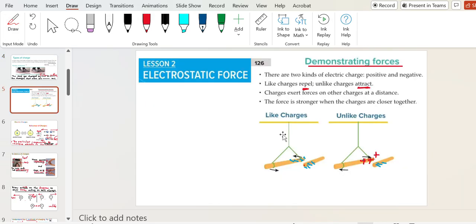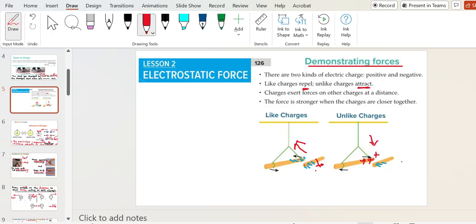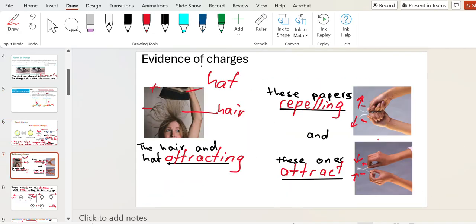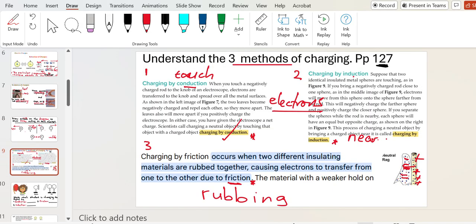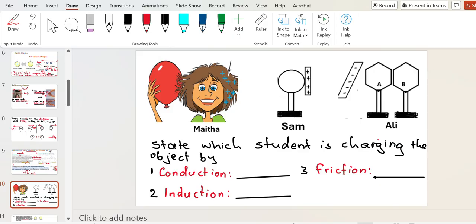So here, this object is showing what is happening between the charges, minus and minus. This object will move away and this one will be pushed back. These ones are unlike. The objects come together, they attract. So please, you must understand this concept. Okay? The three methods of charging. So here, let's answer these questions.